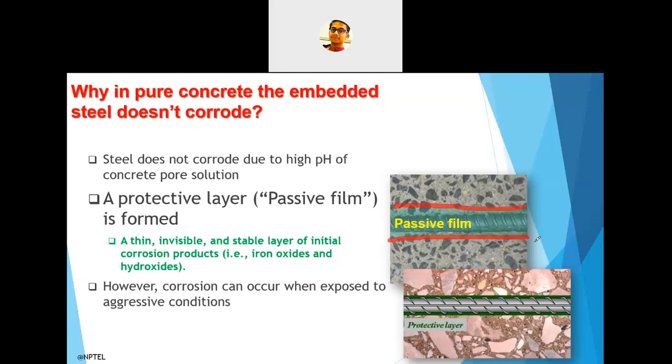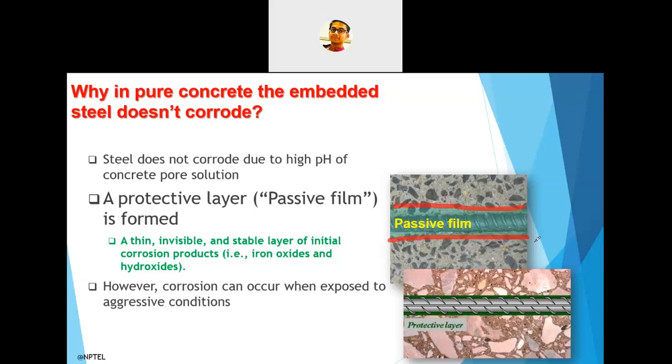So by the coefficient of thermal expansion, we can understand the rate of contraction and expansion of any element when it is undergoing a heating process. That particular parameter for both steel and concrete is the same.